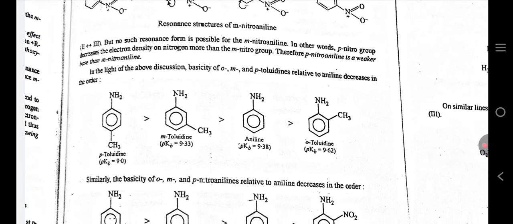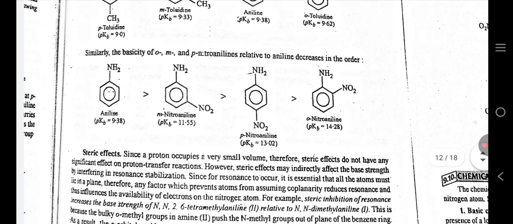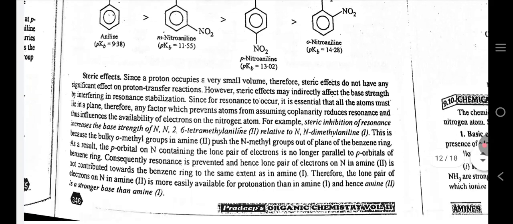In the light of the above discussion, the basicity of ortho, meta and para-toluidines relative to aniline decreases in the order. Similarly, the basicity of ortho, meta and para-nitroanilines relative to aniline decreases in the order.